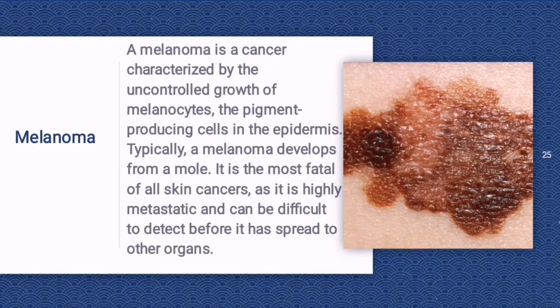Lastly, we have melanoma. A melanoma is a cancer characterized by the uncontrolled growth of melanocytes, the pigment-producing cells in the epidermis. Typically, a melanoma develops from a mole. It is the most fatal of all skin cancers, as it is highly metastatic and can be difficult to detect before it has spread to other organs.